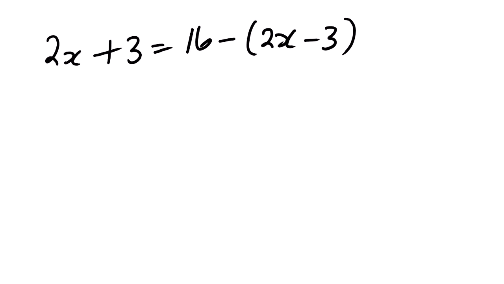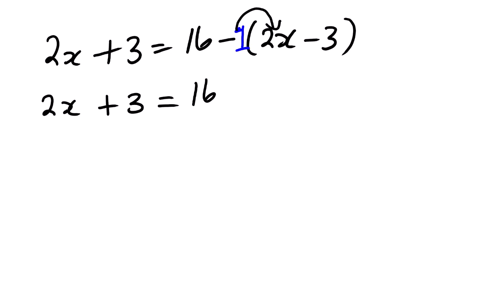Now looking at this one, we can see that on the left hand side we don't have any brackets, so we can simply rewrite this. And then we have 16. Remember that in this case we only see negative, but we must know that there is negative 1. So negative 1 multiplied by 2x is negative 2x. Negative 1 multiplied by negative 3 is positive 3.